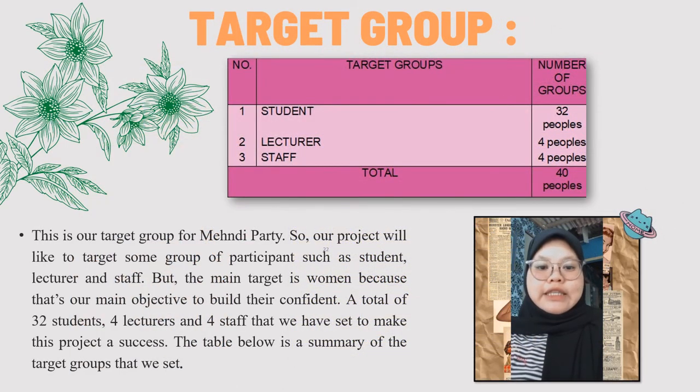For the next slide, this is our target for many parties. For our project, we target some groups of participants such as students, lecturers and staff. But the main target is women, because our objective is to build their confidence. A total of 32 students, lecturers and staff is what we have set to make this project a success. The table below is a summary of the target group that we set.